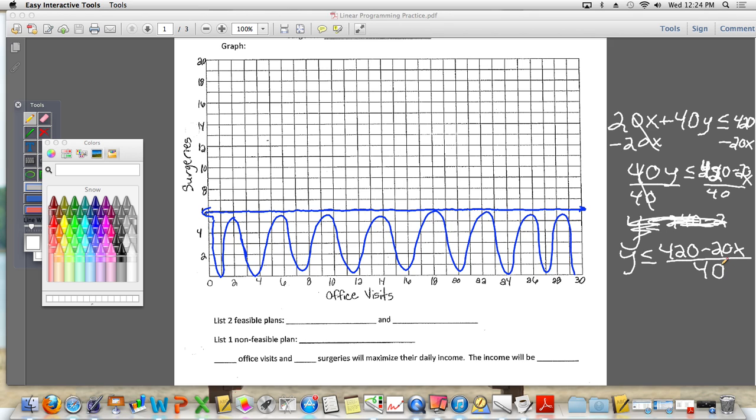Make sure when you type this in, you put the top in parentheses, separated by the bottom, and I need a couple points.